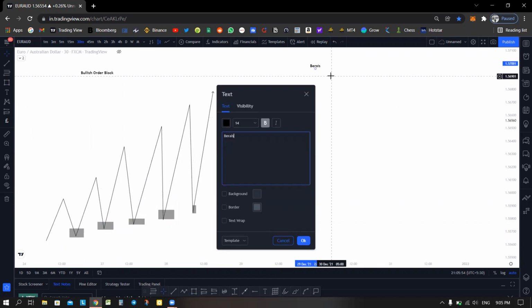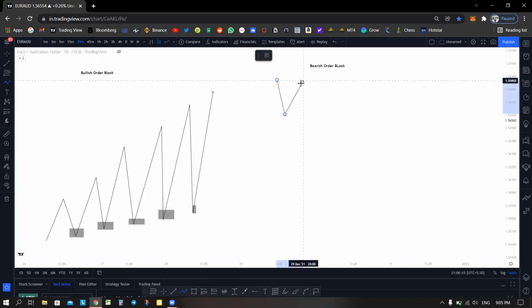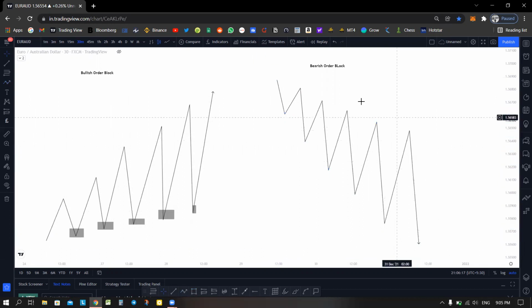For a bearish order block, in a downtrend we have lower lows, lower highs, lower lows, lower highs, same pattern. So that bullish candle which is responsible for the down move will be your bearish order block. In this case, this will be your bearish order block.